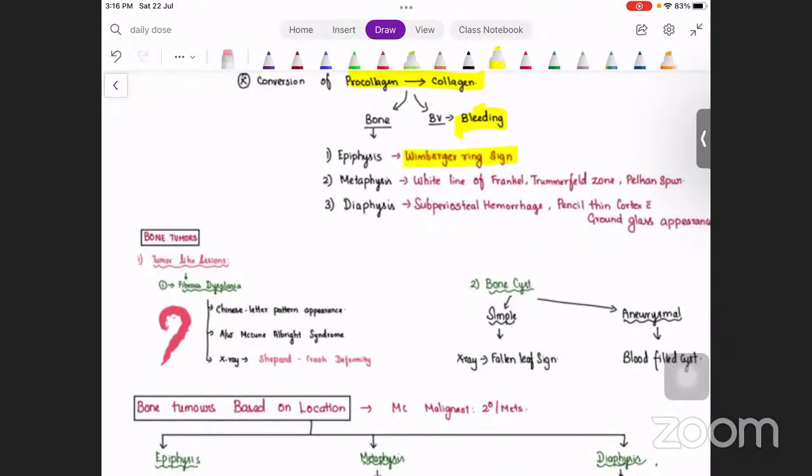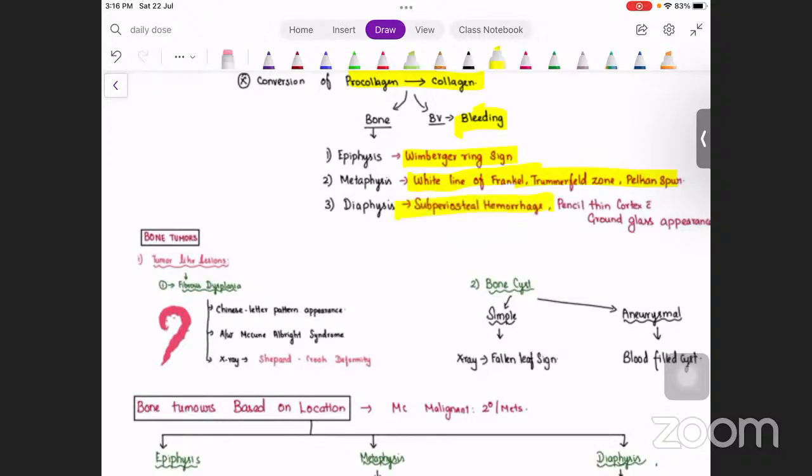In the metaphysis, you may see the white line of Frankel, Trummerfeld zone and Pelkan spur. Trummerfeld zone and Pelkan spur you may see on the metaphysis. In the epiphysis, you may see the Wimberger ring sign. And in the diaphysis, you may see the subperiosteal hemorrhage.